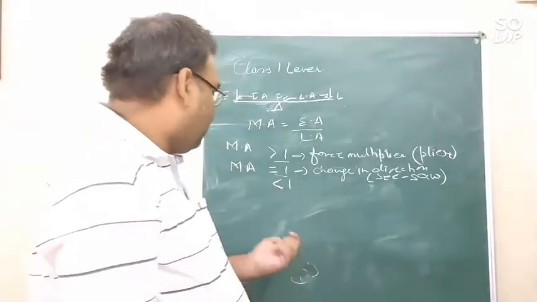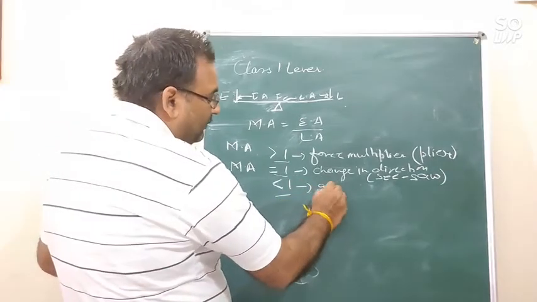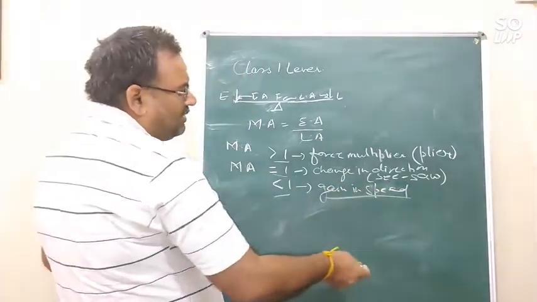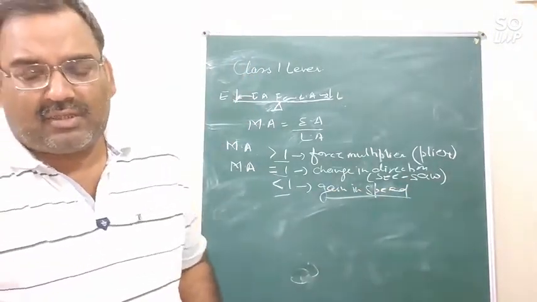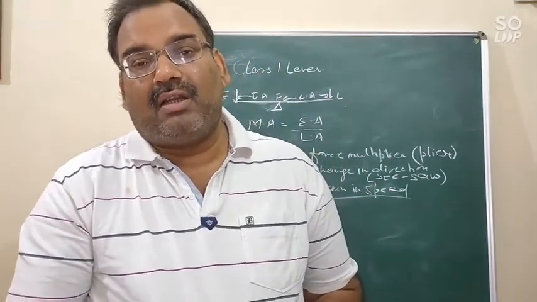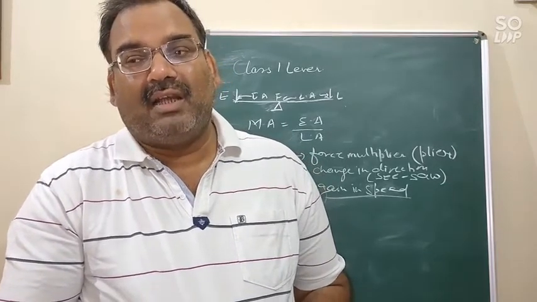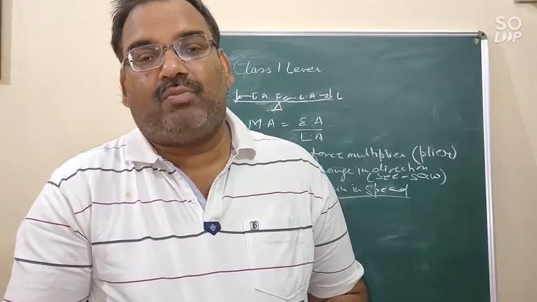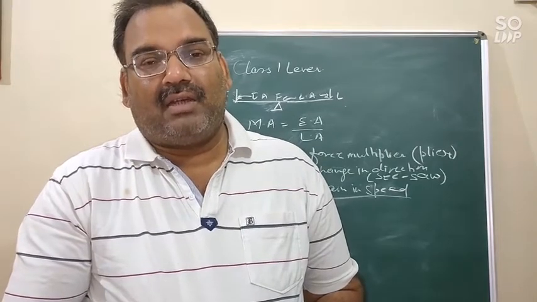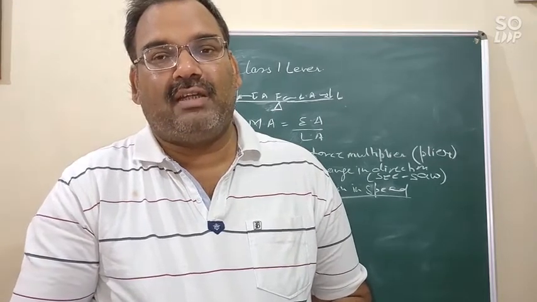Then we talk about the third one, mechanical advantage less than 1. Here it is used for gain in speed. Example, scissors. In the case of scissors, the blades of the scissors are longer than the arm where we put the hands and the thumb to cut. As a result, the effort arm is smaller and the load arm is longer. So, the mechanical advantage of scissors is less than 1. It is used only to gain speed.